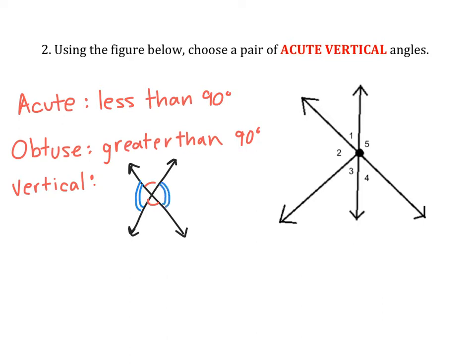So if we want to find a pair, and remember a pair means a set of two, well, the first thing I can do is cross out angle 5, because angle 5 is greater than 90 degrees, so it is not acute. Now I need to look for two intersecting lines that go all the way through. The only two lines that continue on are these two. So I can say that angle 1 and angle 4 are my acute vertical angles.